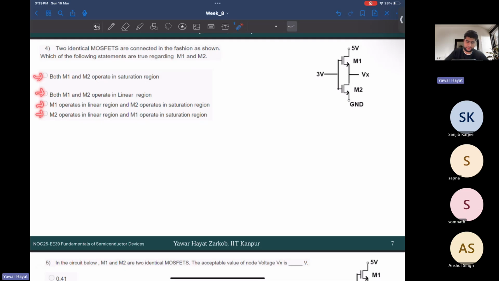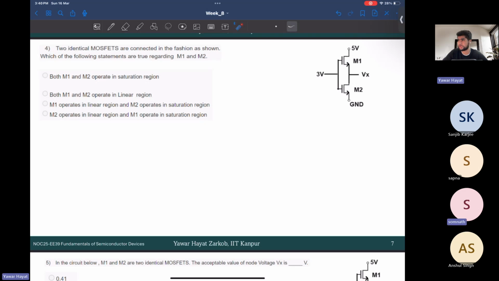These are your four options. Option 1 is that both M1 and M2 operate in the saturation region. The second option is that they both operate in the linear region. The third option is that M1 operates in linear and M2 operates in saturation. And the fourth one is that M2 operates in linear and M1 operates in saturation.